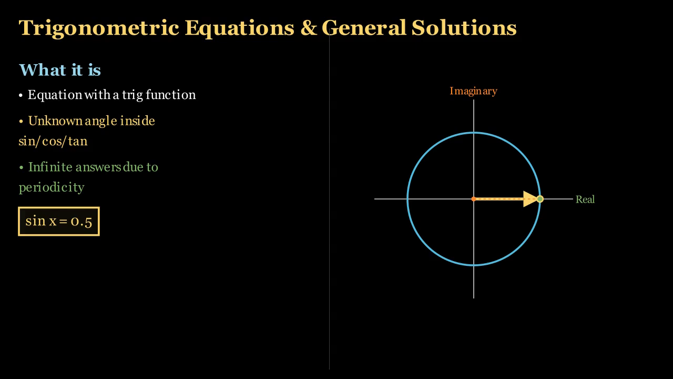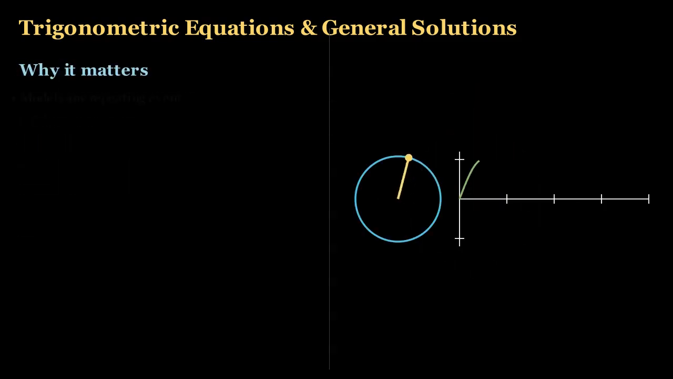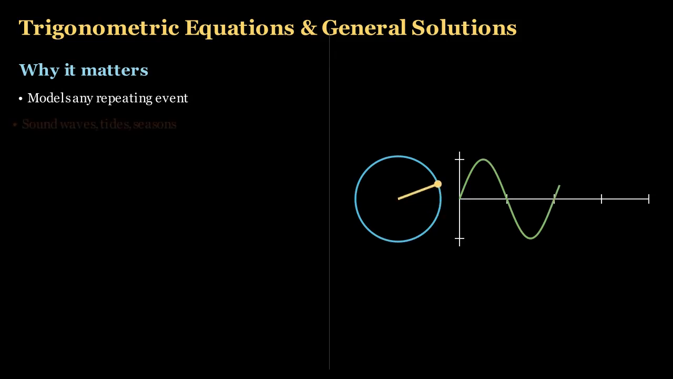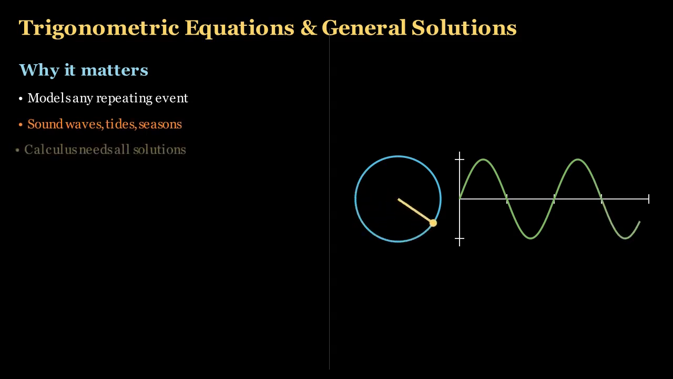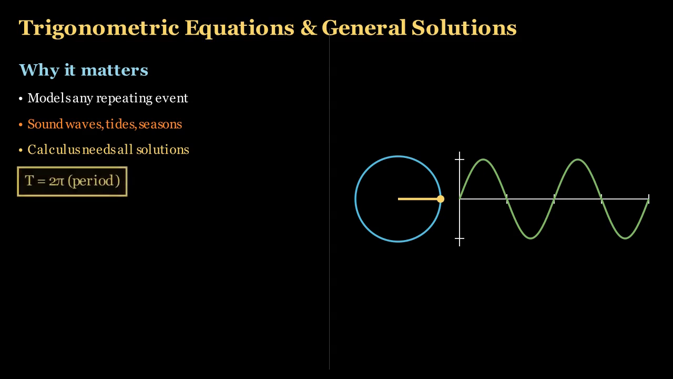Why do we care about finding every solution? Because the real world is full of things that go in cycles. A sound wave vibrates back and forth, the tide rises and falls, a swing goes to and fro. All of these are described by sine and cosine. If you're designing a bridge or tuning a musical instrument, you need to know exactly when the vibration hits a certain point, not just the first time. In calculus, when you solve problems about motion or waves, the math will spit out a trig equation, and you must be able to list all the angles that work, not just one. Missing solutions means missing real physical answers.